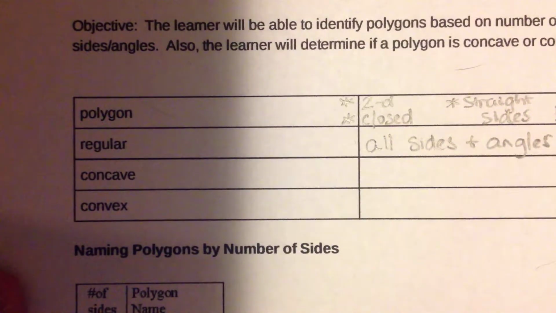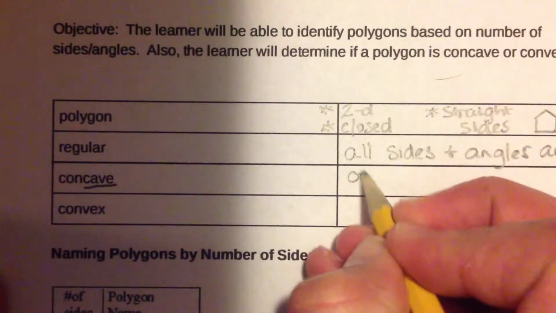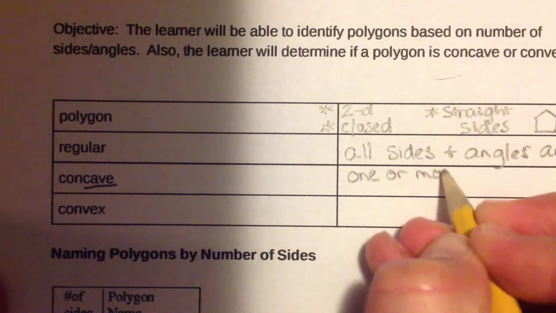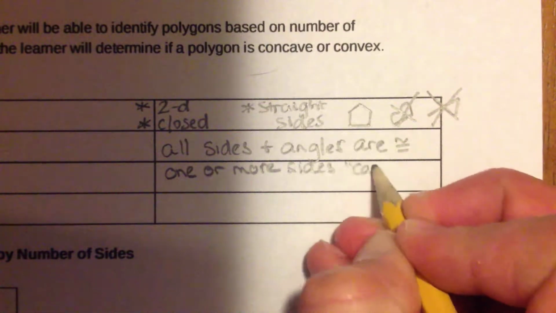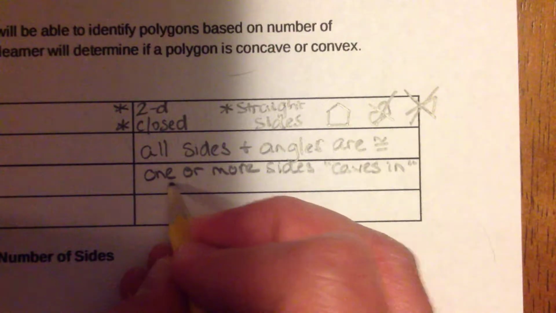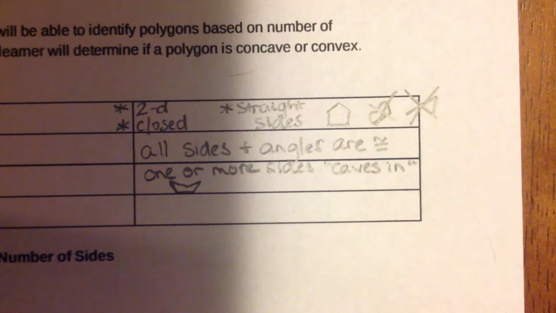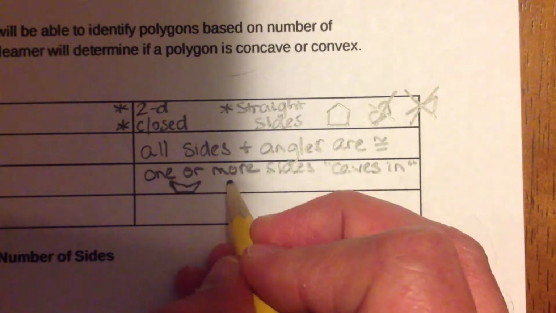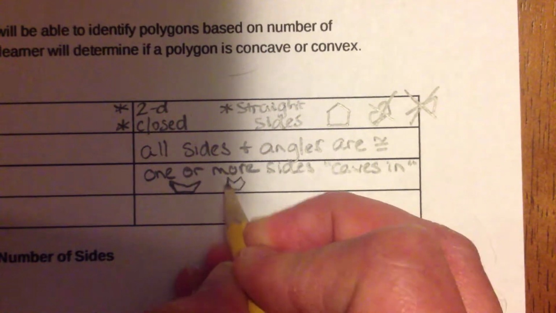A concave polygon means that, with the word cave there, one or more sides cave in. So what does that look like? It maybe looks something like this. It would be like a boat. And again, that is a polygon because all the sides are straight. Another example would be something like this. Notice how it has the one side that's caved in.